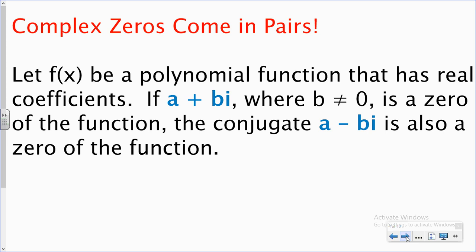I'll give you a moment to write this down, and then we can talk about it a little bit further. You don't have to write every single word down. You can abbreviate, you can reword to be your words, okay? But if a plus bi is a zero, a minus bi is a zero.